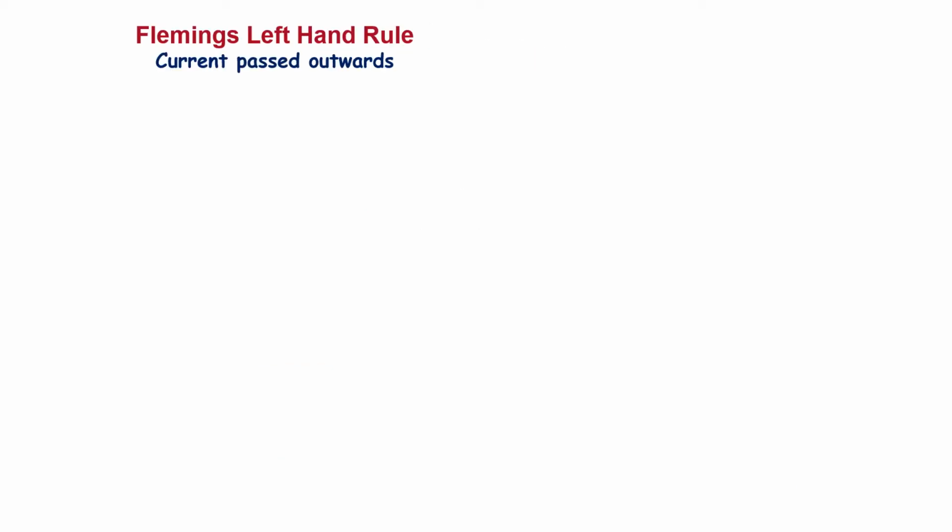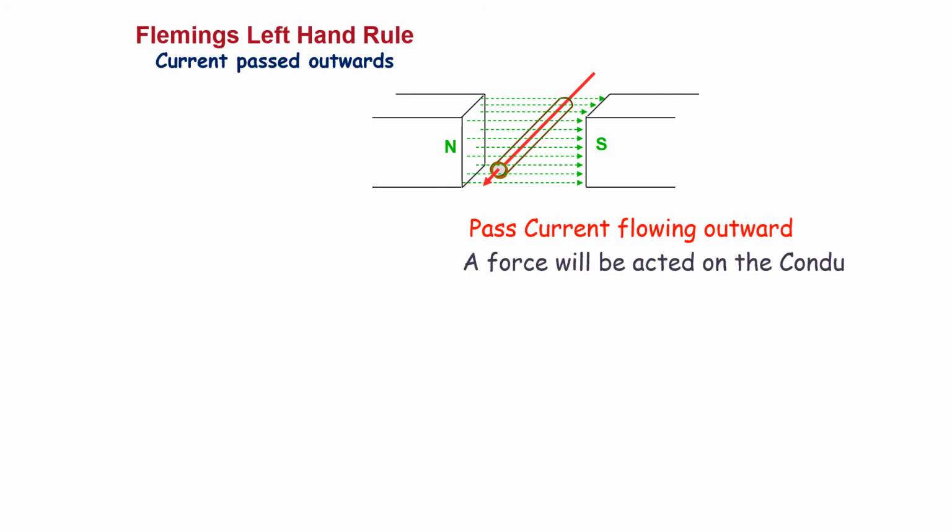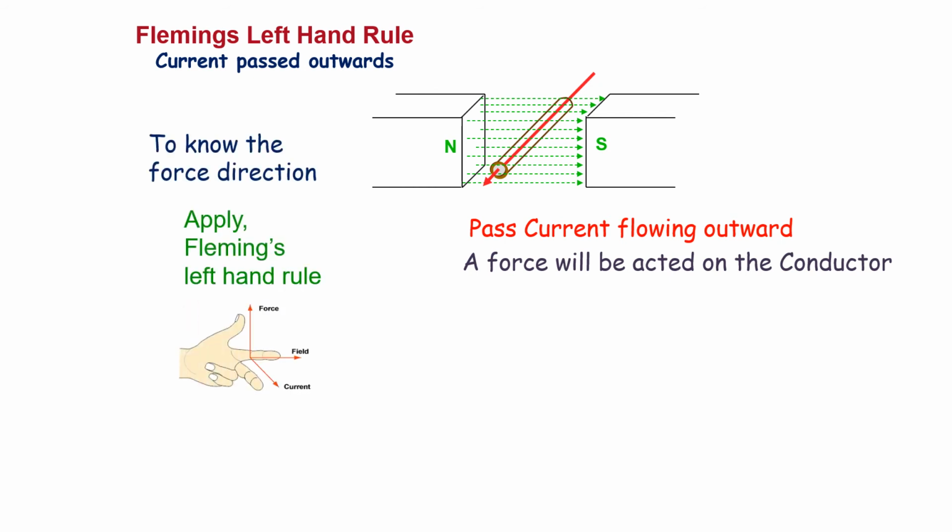Let us understand Fleming's left-hand rule when the current in the conductor is passed outwards. We have the magnetic field whose lines are towards right. Place a conductor, pass the current flowing outwards. Because of this current carrying conductor placed in the magnetic field, a force will be acted on the conductor. To know the force direction, apply Fleming's left-hand rule.